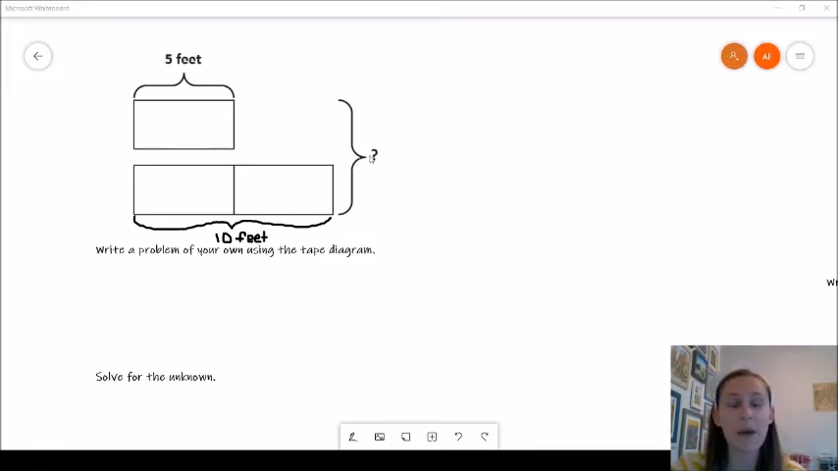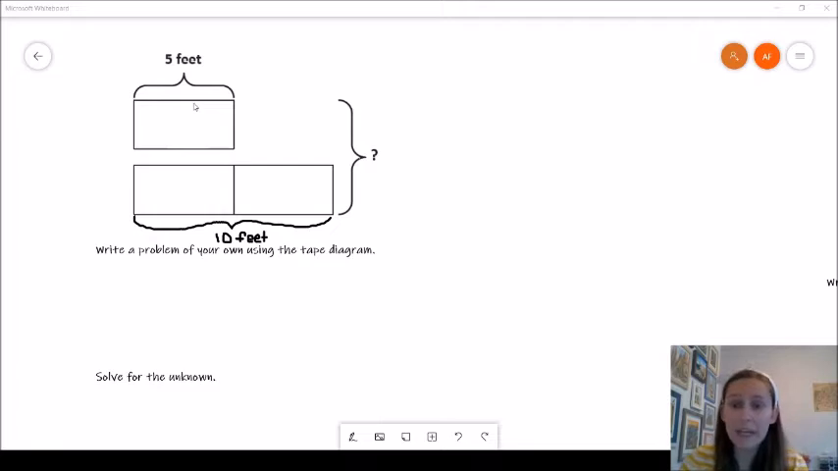So when we're thinking about writing a word problem, let's look at our units here. We've got feet. What could feet measure? Feet can measure the length of something, it can measure the distance of something, it can measure the height of something. So let's think about that when we create our word problem. Feet can measure the length of something. What could it measure the length of? What would be about 5 feet or 10 feet?